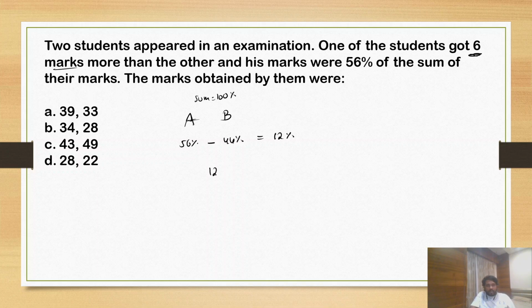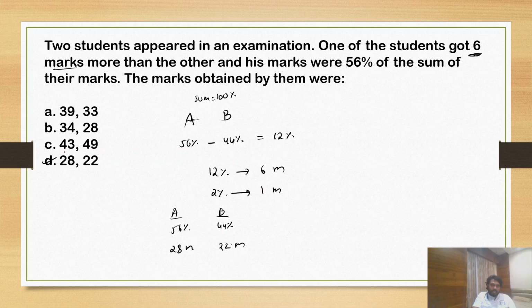So can I say 12% is 6 marks? If 12% is 6 marks, then 2% is nothing but 1 mark, correct? Now he's asking you to calculate their marks. If you observe, percentage number 2, marks 1. That is exactly, marks are half of the percentage number. Obviously. So A got 56%, which means his marks would have been 28 marks. B got 44%, which means it would have been 22 marks.